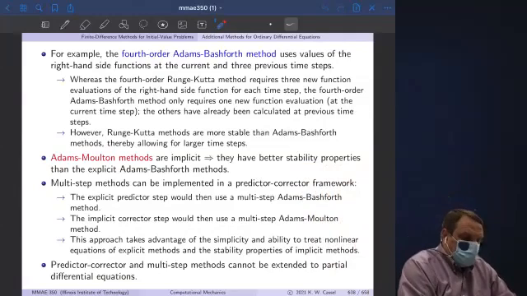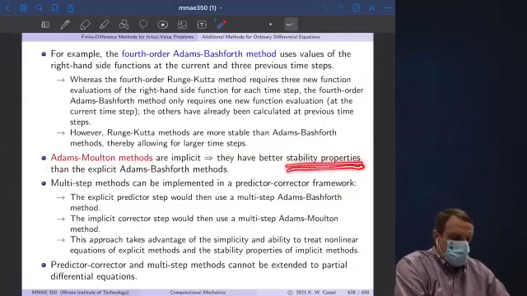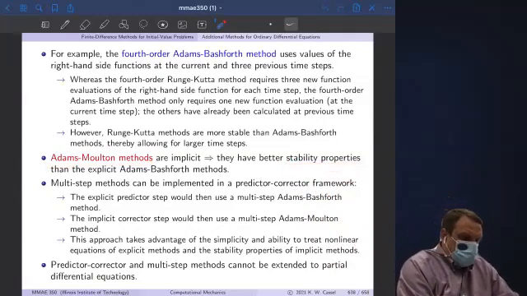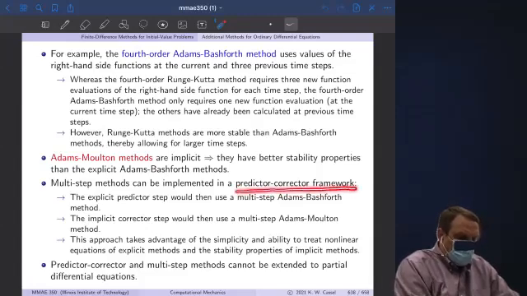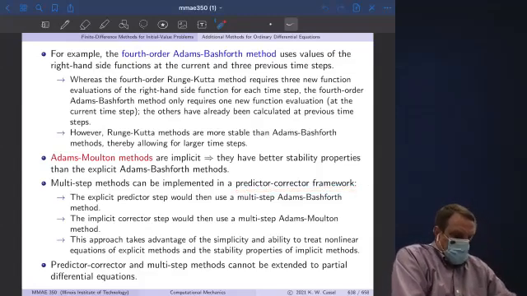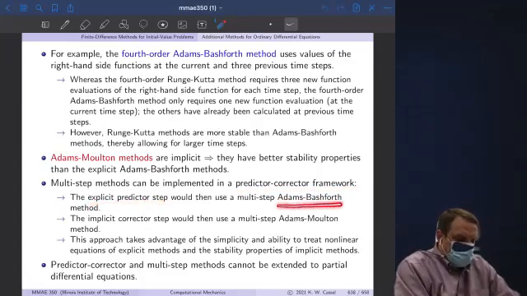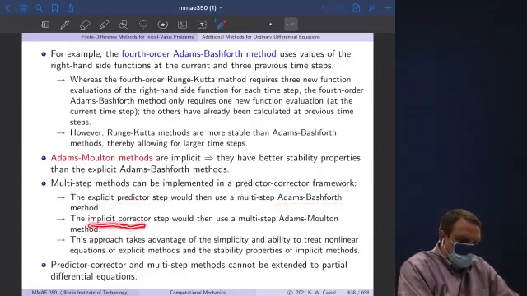The Adams-Moulton methods, which are implicit, have better stability properties, as you would expect because they're implicit, and they can be implemented in a predictor corrector sort of framework, so that they have this two-step aspect to them. So you could have an explicit predictor step using an Adams-Bashforth method. You could have an implicit corrector step using an Adams-Moulton method.